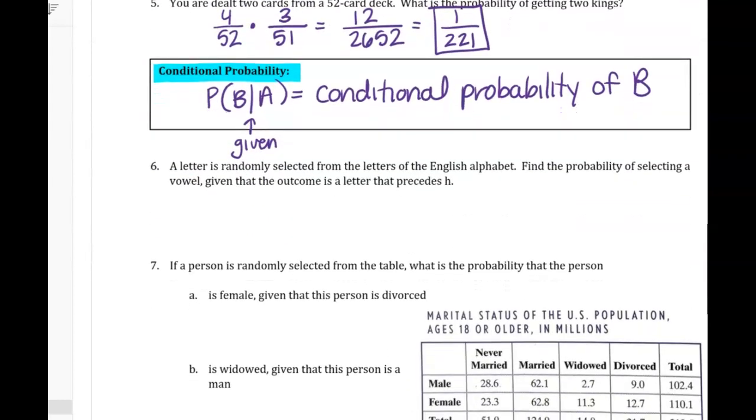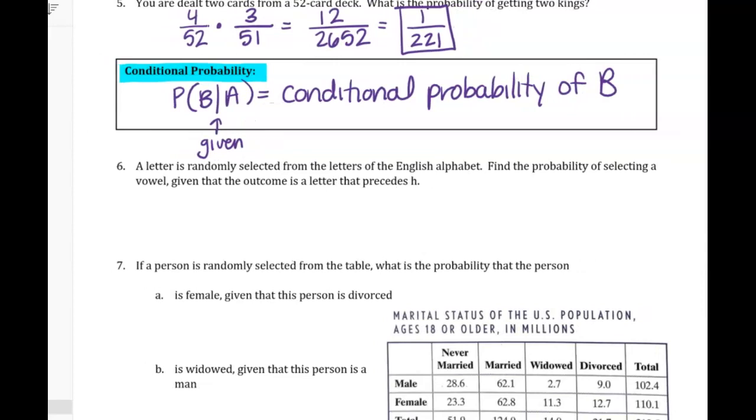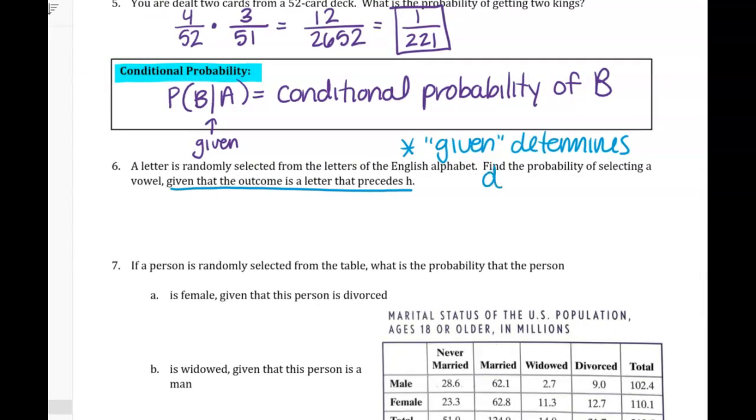So if you select a letter from the letters of the English alphabet, find the probability of selecting a vowel, given that the outcome is a letter that precedes H. Okay, so what I would recommend whenever you see the word given, just underline that phrase, because that's always going to determine our denominator. So the given determines the denominator. Kind of run out of space, I'm just going to write it down here. Sorry about that. And so the outcome being a letter that precedes H, that'll be our denominator.